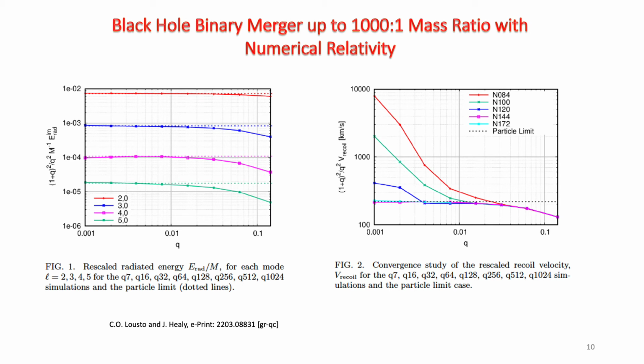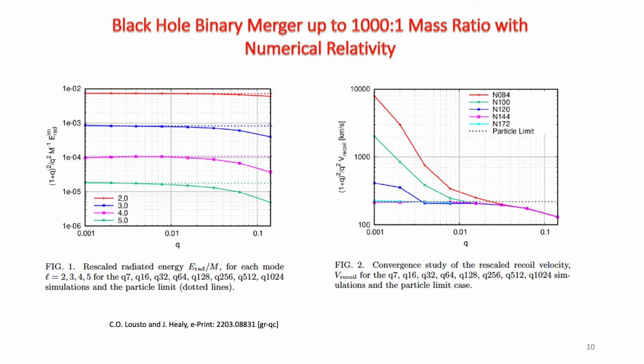essentially introducing this new gauge and grids and assessing new global resolutions. In particular, we use the moving puncture approach to test our formalism in a regime up to 1000 to 1 mass ratios. For the first prototypical study, we consider head-on collisions and compare them to the particle limit results.